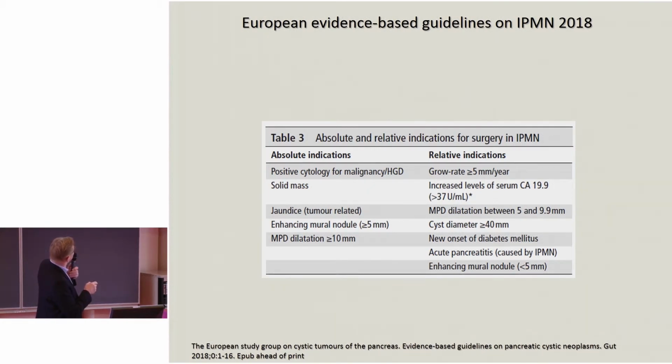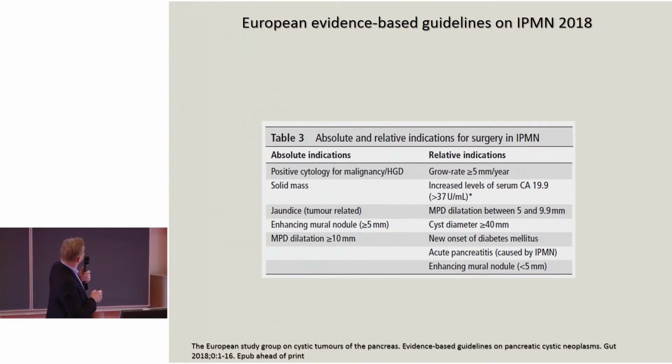Growth rate more than 5 millimeters per year. This was per 2 years in the other guidelines. Increased serum level of CA 19-9. Main pancreatic duct dilatation between 5 and 9.9. Now the cyst growth criterion is 4 millimeters. And this is because too many patients were offered surgery due to the size criterion, so they added an increase in size before. New onset diabetes, acute pancreatitis caused by IPMN, and enhancing mural nodules up to 5 millimeters in size.